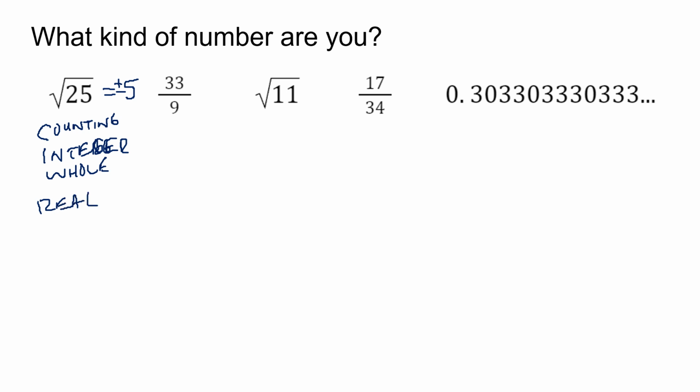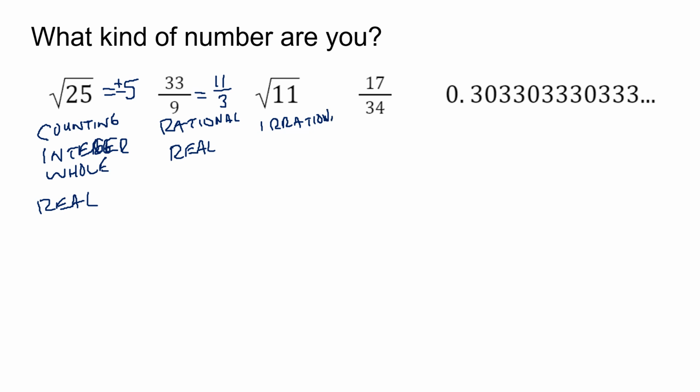Okay, but here's a rational number, for example. Not an integer, because it's a fraction, and I can't reduce it to an integer. If I take 3 out of both of these, then that would be 11/3, and I think that's as much as it'll simplify. So it's a rational number, but it's not an integer, not a counting number, not a whole number, but it is a real number. Okay. Square root of 11 would be irrational.